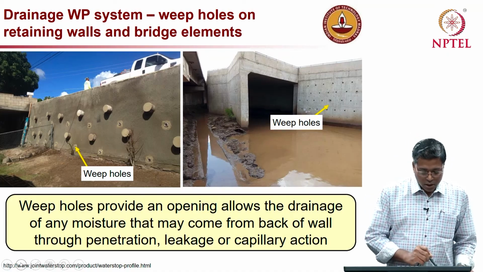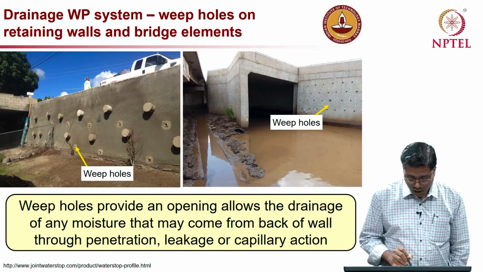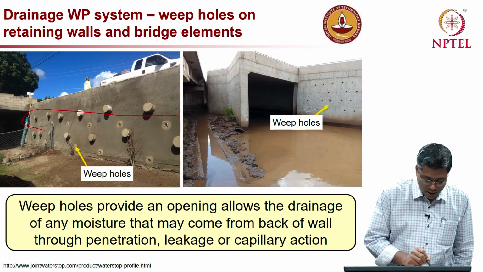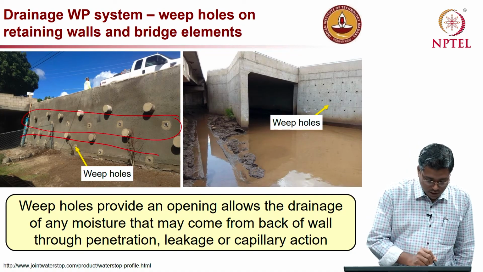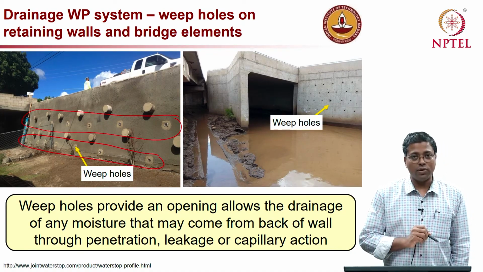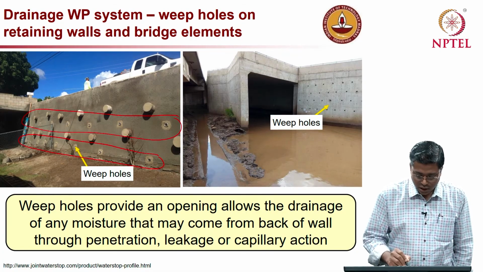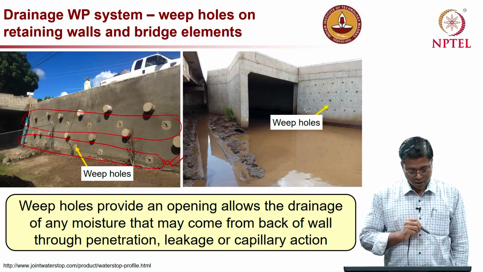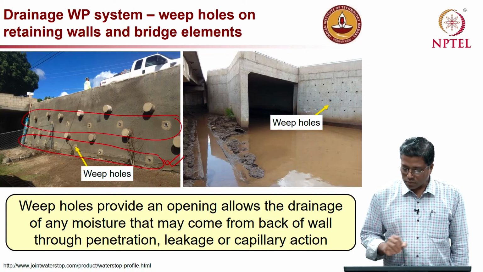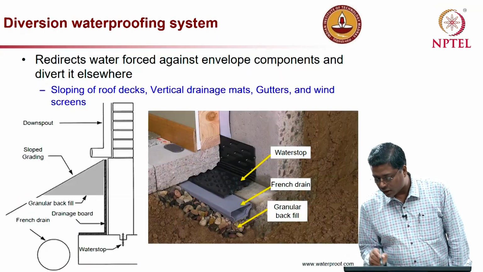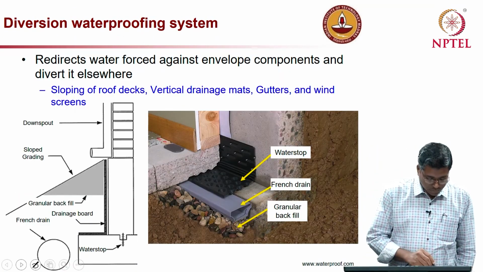Now, these are good examples showing how the weep holes should be installed. Here you can see there is one set at a higher level and one set of weep holes at the lowermost level also. So, this is very, very important. Providing weep holes at the lowermost level is very, very important. And here also you can see there are weep holes provided at different levels and also at the lowermost level.